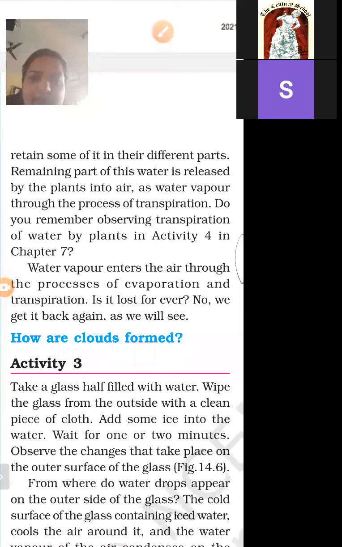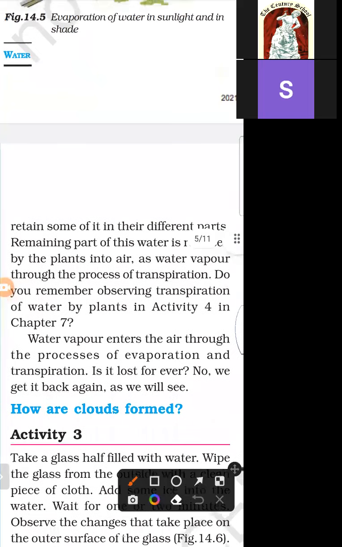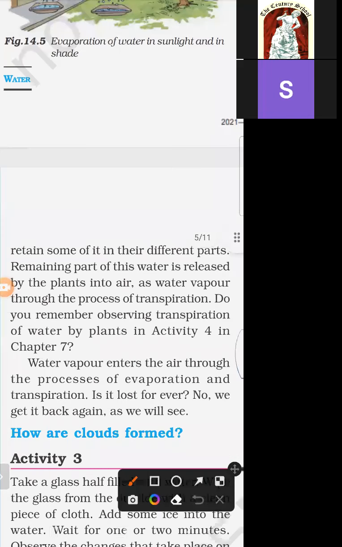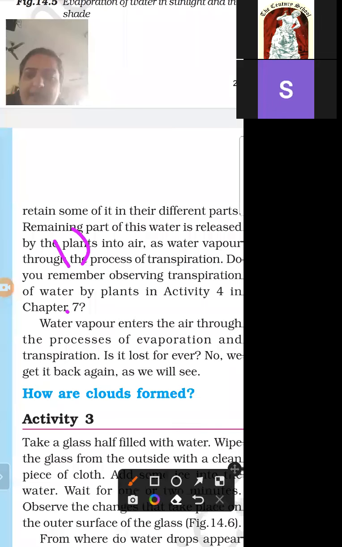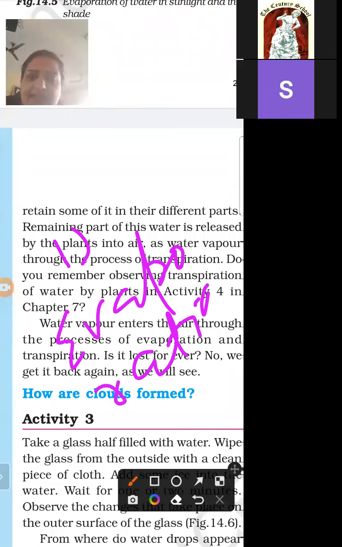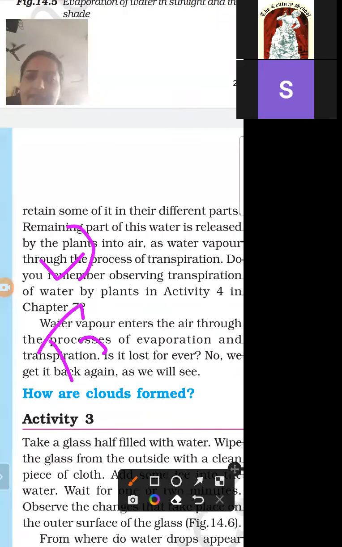Water vapor enters the air through the processes of evaporation and transpiration. So you have to remember, two processes are required. First is evaporation, and second is transpiration.